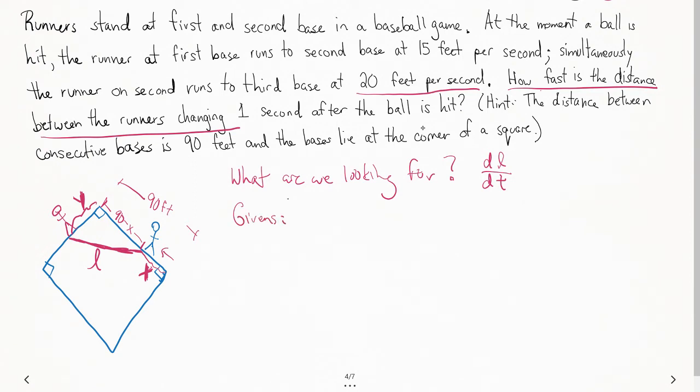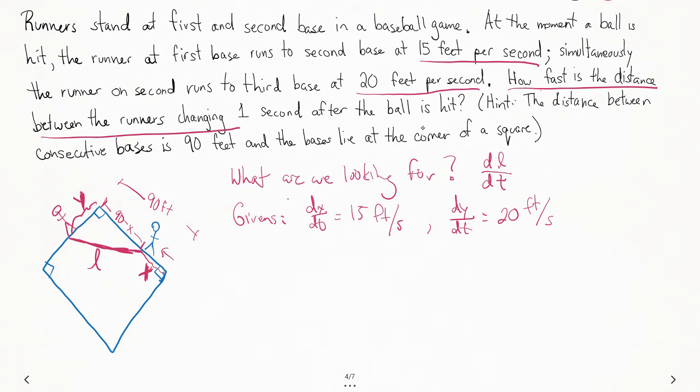The givens: the runner from first base runs to second base at 15 feet per second, so that's dx/dt equals 15 feet per second. We're going to have dy/dt, that's the 20 feet per second, the runner from second base to third base. The rest is drawn in our diagram in terms of our variables. So now we just need an equation that relates all these things.